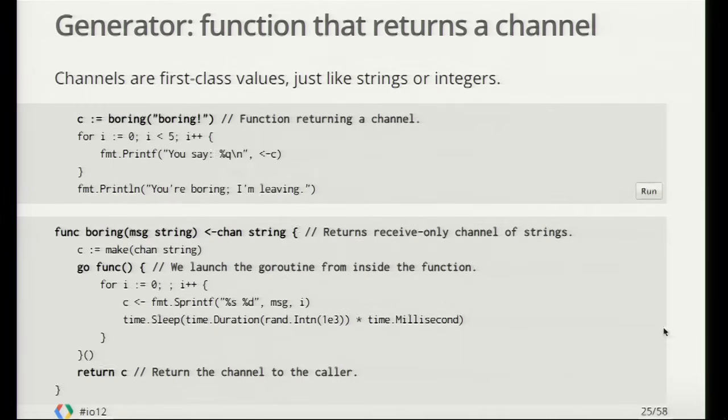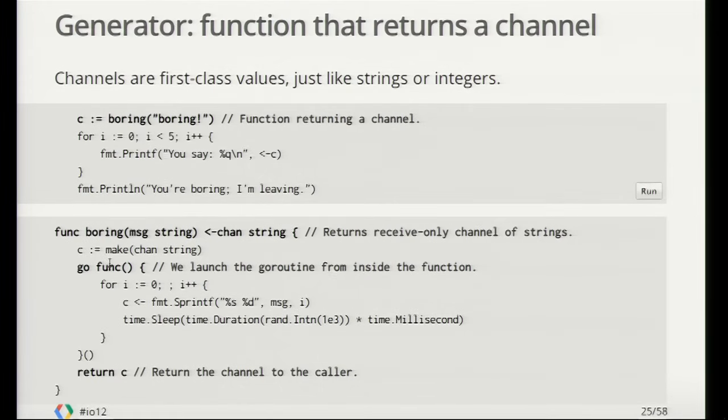So in this case, what we do is we take our boring function and we give it a return value. We say that this boring function is going to return a channel of string, and this less-than arrow means that the return value is a channel that you can only receive from, because the main function is only going to use it as a receive value. So in the main function, we call the boring function, and it returns the channel. And then this is the same as before. We just receive and print the values that come out.